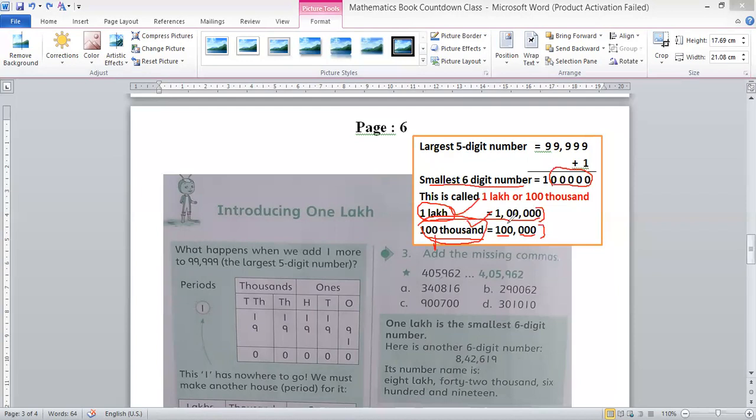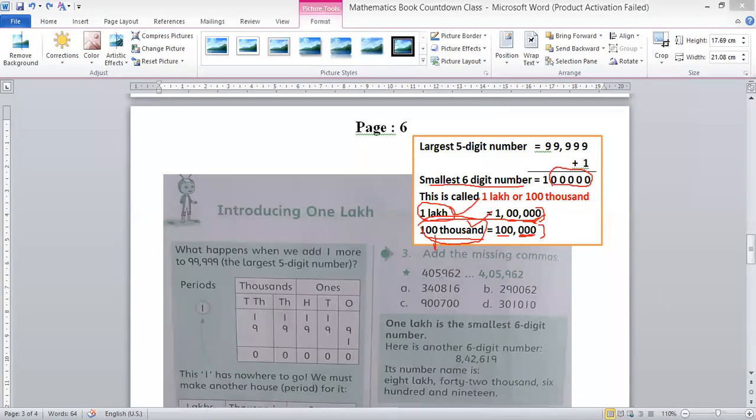The only difference is that whenever you want to write a 6-digit number in the Pakistani way and the international way, in the Pakistani way you must put the comma after 3 digits, then after 2 digits. But in the international way, first you put the comma after 3, then after 3, then after 3. In the Pakistani way, after 3, then 2, then 2. So this is the sequence.